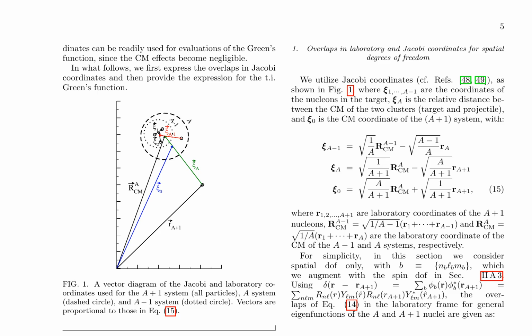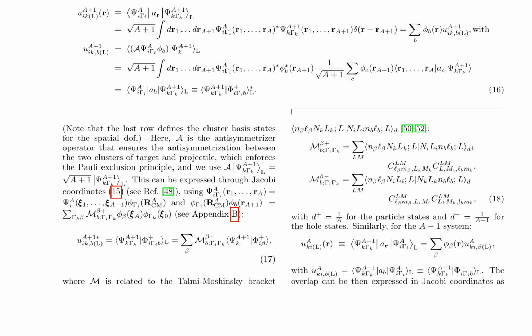The authors then express the overlaps of equation 14 in the laboratory frame for general eigenfunctions of the A and A+1 nuclei, defining the cluster basis states for the spatial degrees of freedom. These states are anti-symmetrized to ensure the Pauli exclusion principle. The overlaps are then expressed in Jacobi coordinates using equations 16 and 17. The authors also express the overlaps for the A-1 system, which are similar to those for the A+1 system.